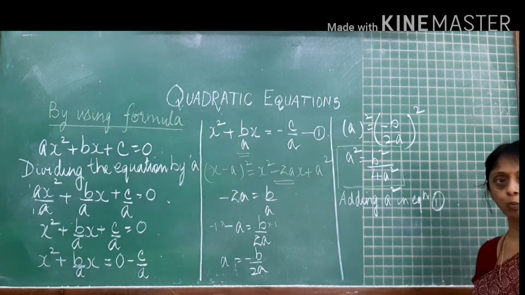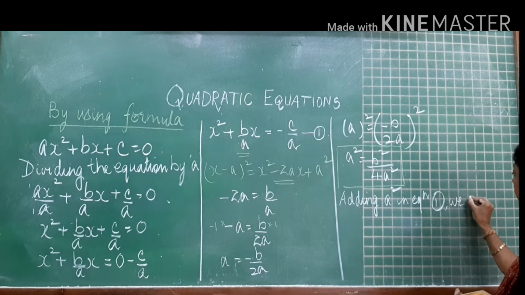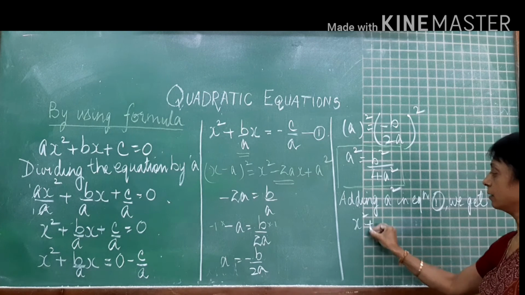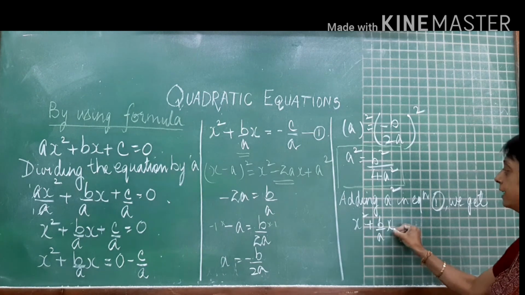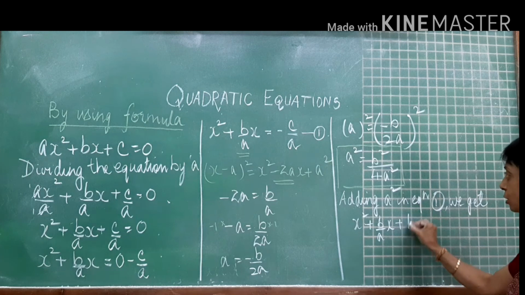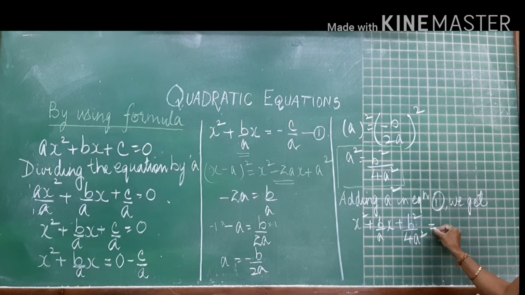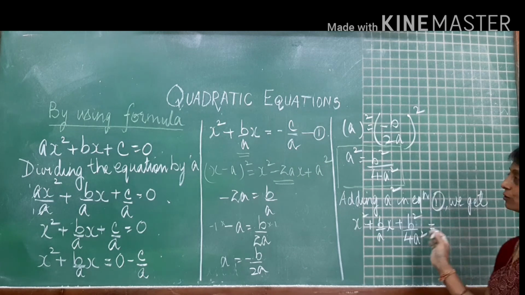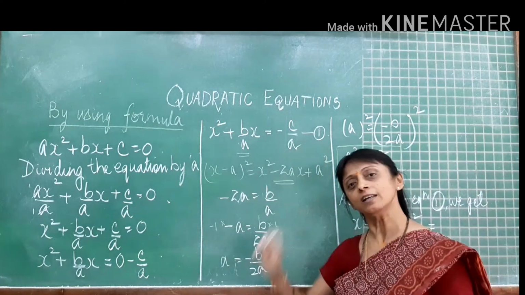In equation 1 we get x square plus b upon ax. Let's add it up. What is the value of a square? B square upon 4a square. Don't forget the right hand side. Whatever we do on the left hand side should also be done on the right hand side.